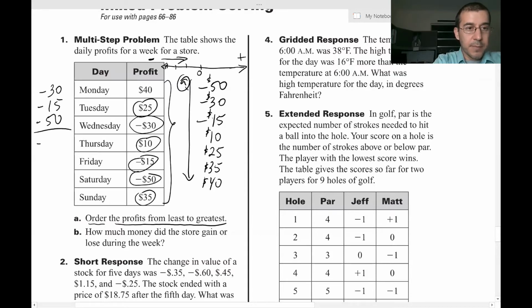That's minus 0 plus 5 plus 0 is 5. 3 plus 1 is 4, plus 5 is 9. So minus 95 is what they lost. And then let's add up the positive numbers.